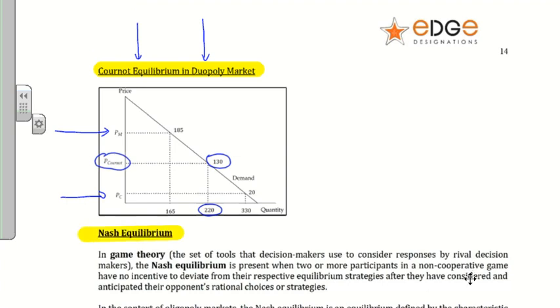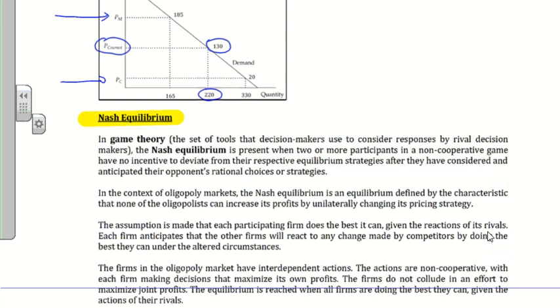Nash equilibrium. Okay, we've got a theory called game theory. Game theory is a methodology or a set of tools that decision makers use to say, well, if we do something, what will the other person then do? Okay, came along Nash equilibrium. This is present when two or more participants in a non-cooperative game have got no incentive to move away from their current strategies after they've thought about and considered what the opponent is likely to do. That obviously refers back to game theory.